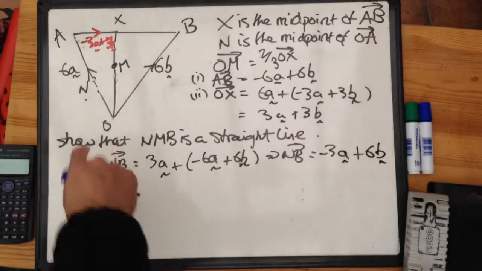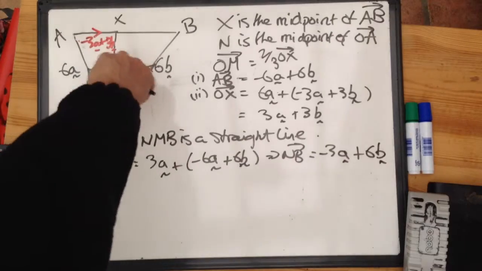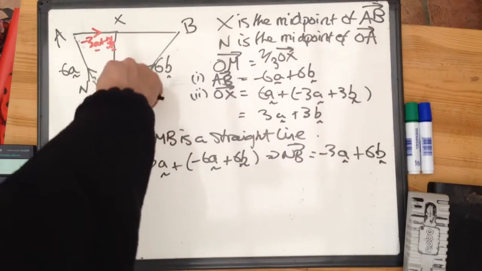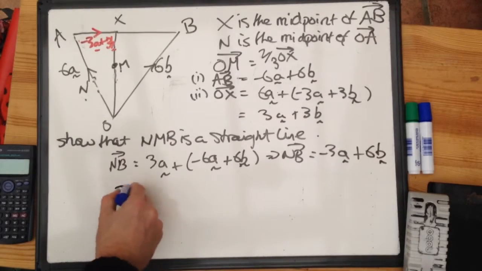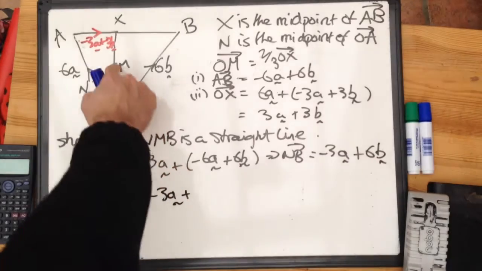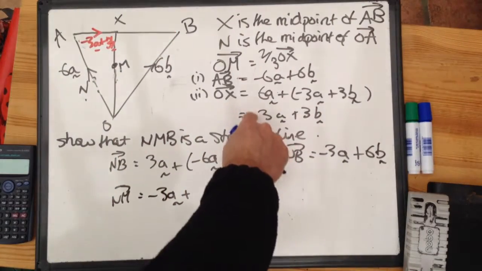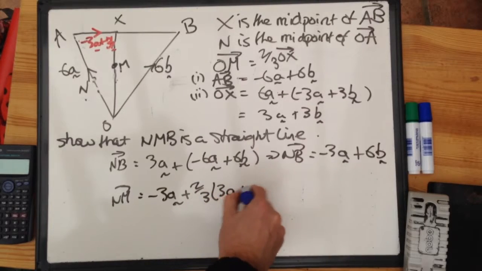Looking at NM. Okay, well NM is from there to there to there, or from there to there to there. I think I'll go this way because that's only two vectors. Here I'm going against the arrow, so that's going to be minus 3a. From here to here is 2/3 of OX. Well, I've got OX already, it's there. So 2/3 of OX, which is 3a plus 3b.